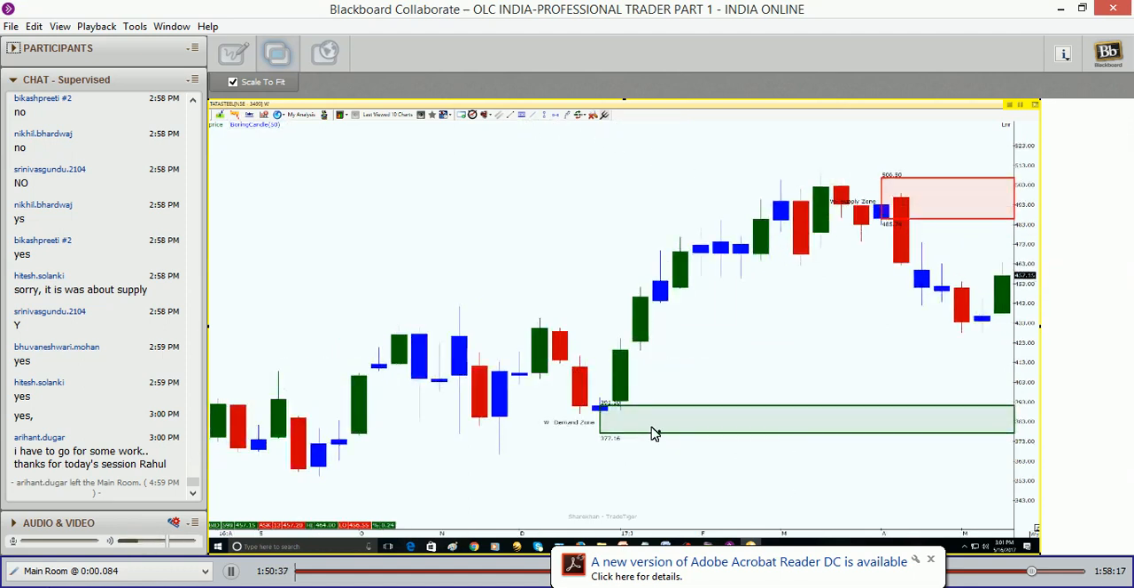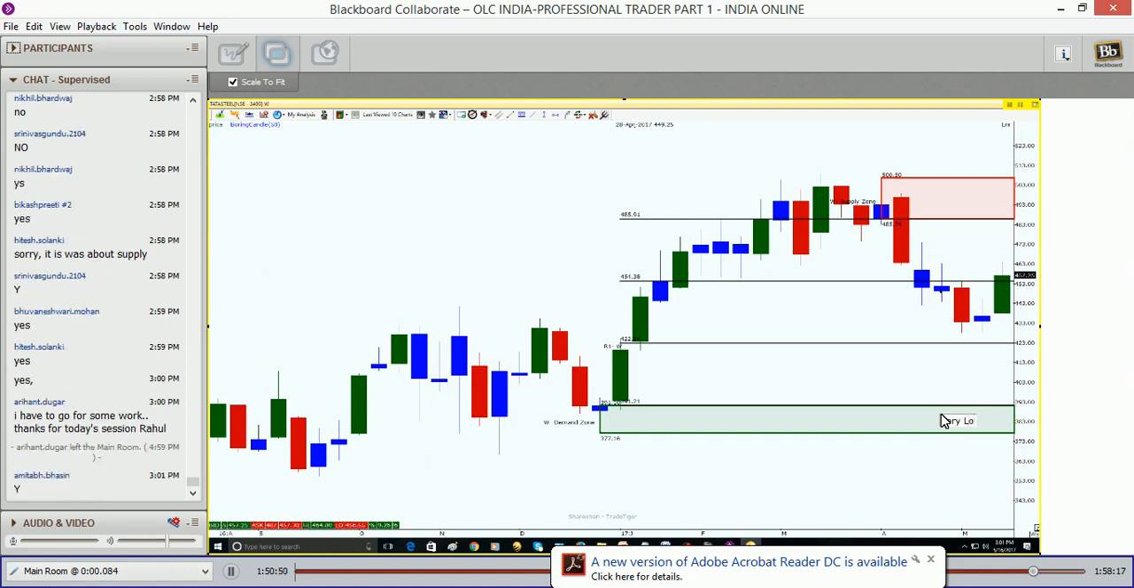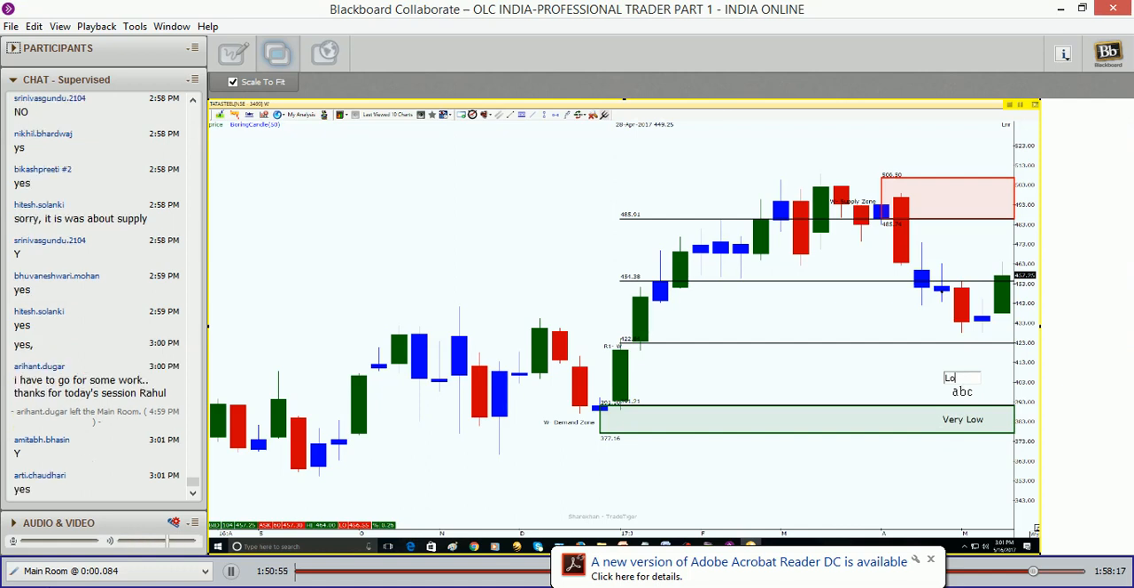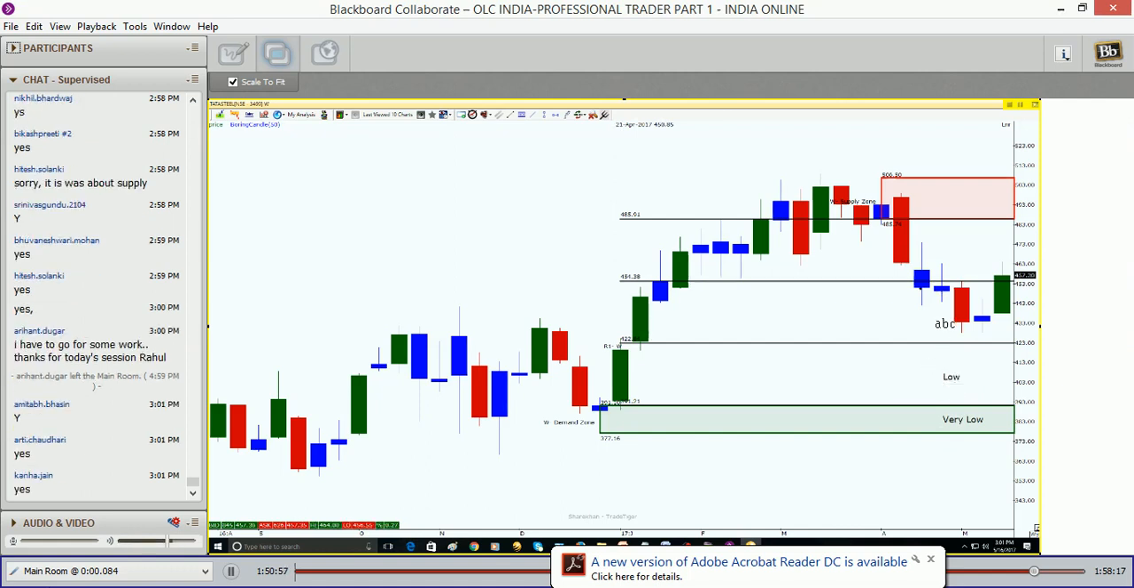I select the retracement tool, drag and drop this way. You will see that my current market price is on the higher end of the curve. Would all of you agree with this? This will be very low. Yeah, this would be low. This would be my equilibrium. This would be high. And this would be your very high.